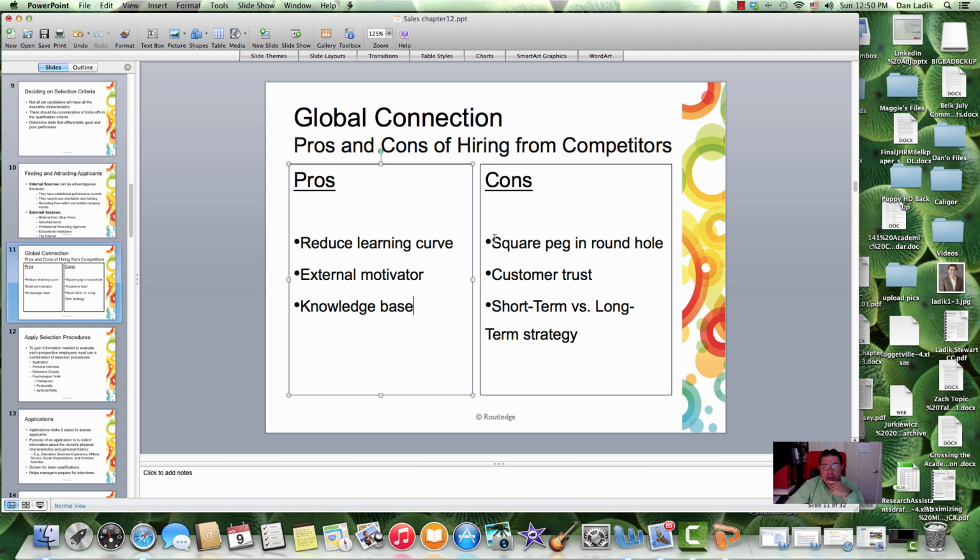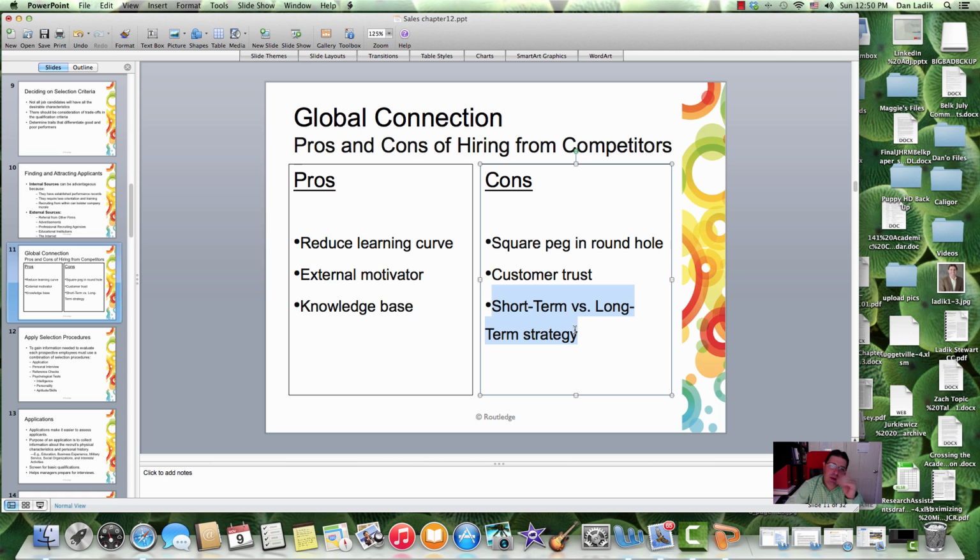The downside to hiring from the competitors is, what if the culture from that firm doesn't fit into the culture of our firm? So what? They got great results there. Are they going to get the same results here?